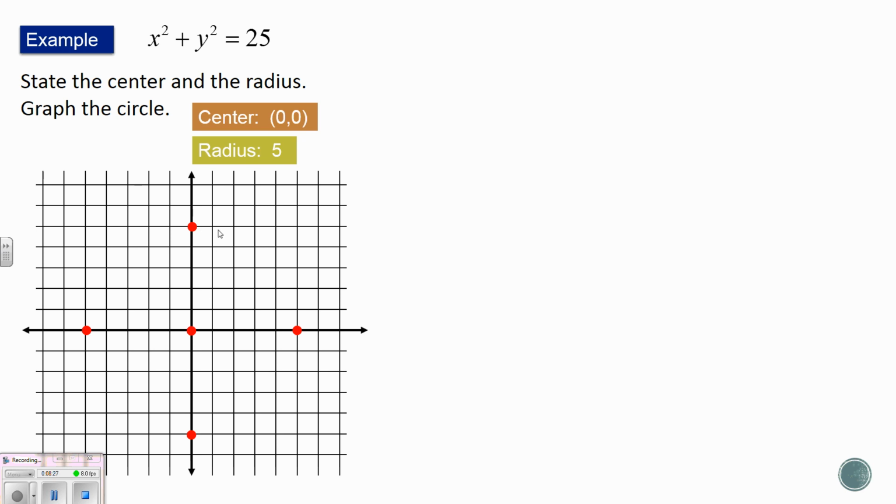I know you don't necessarily have a compass at home, and you don't need a compass to make these circles. You can just freehand your circle by connecting the dots. Of course, I did it on a computer, so it looks perfect. But if you did it by hand, I want you to try your best to make it look like a circle and not like a square.